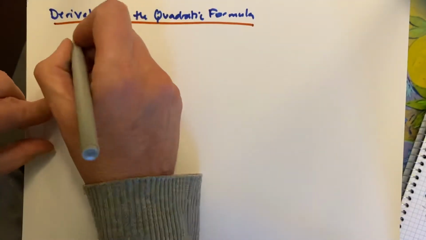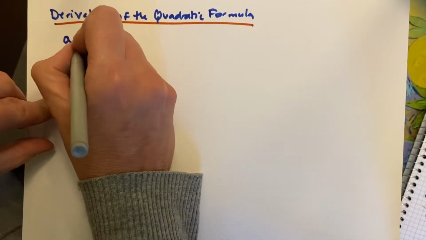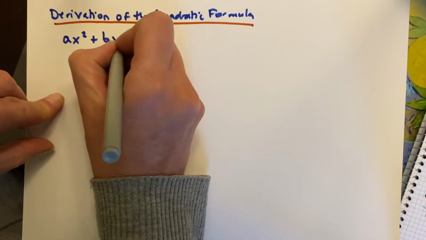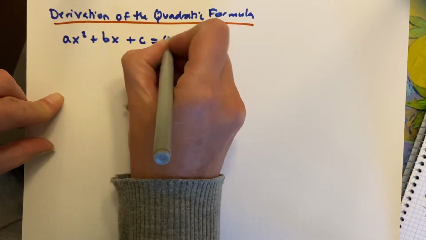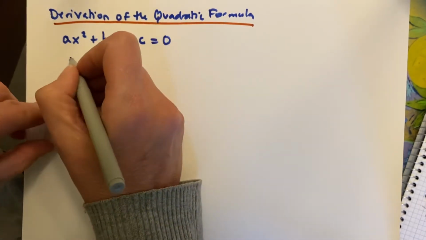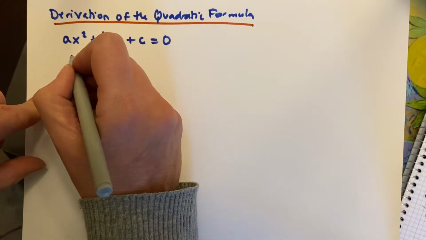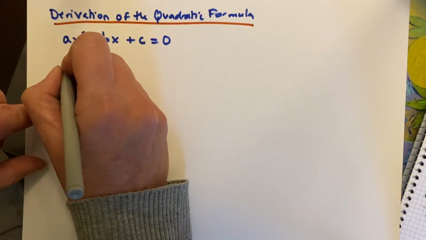Fun, we're going to try to derive the quadratic formula: ax squared plus bx plus c equals 0. And I'm going to use completing the square to do it. So we're going to do what we've always done.